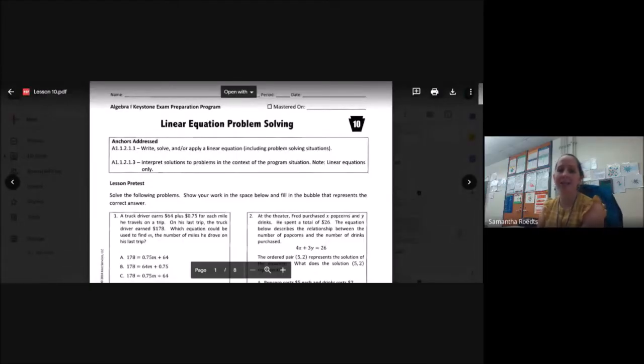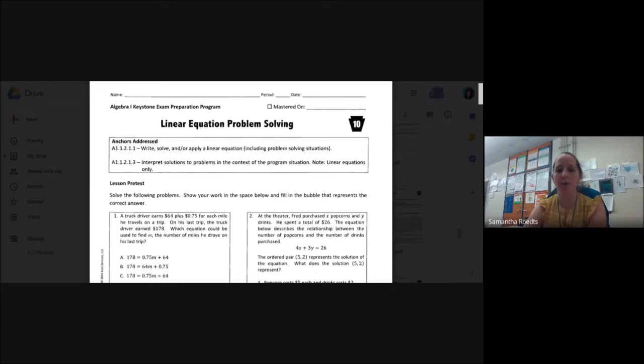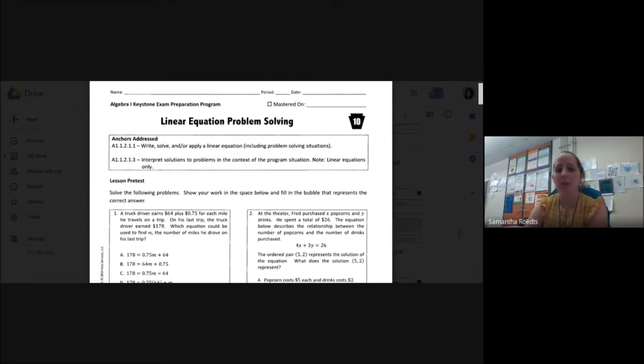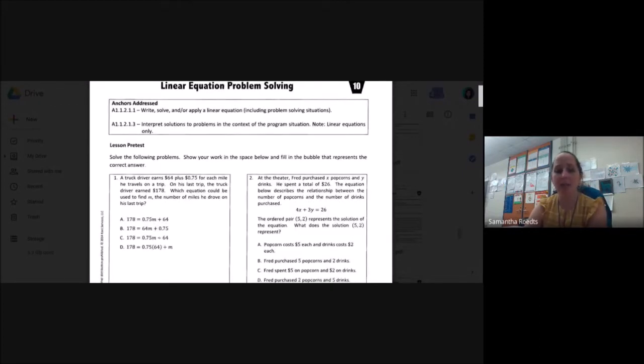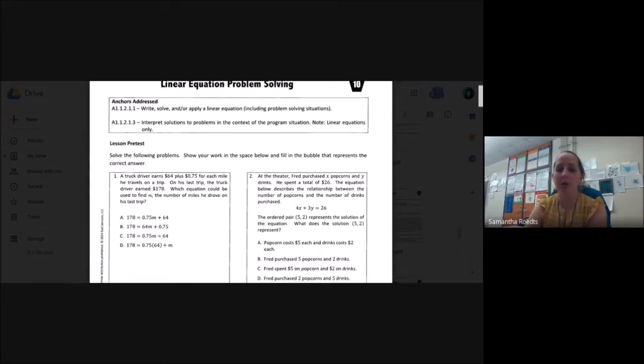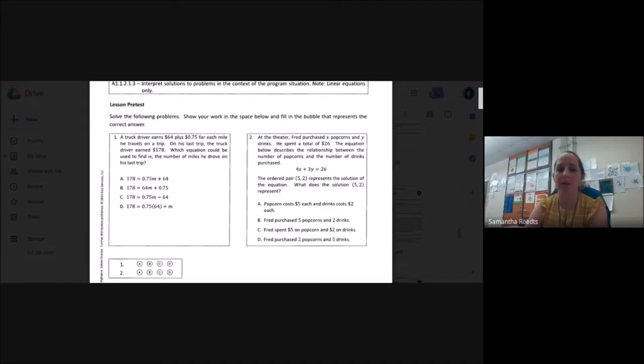All right, today we're going to talk about lesson 10. And lesson 10 is using linear equation problem solving. Okay, so you should have had a pre-test. They wanted you to solve the following problems and show your work in the space below and fill in the bubble that represents the correct answer.